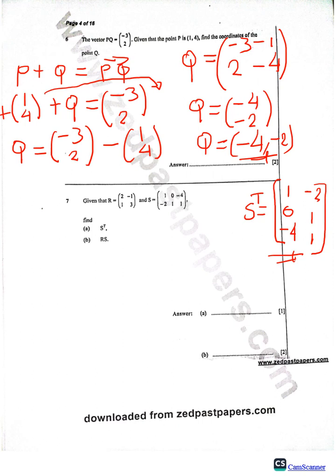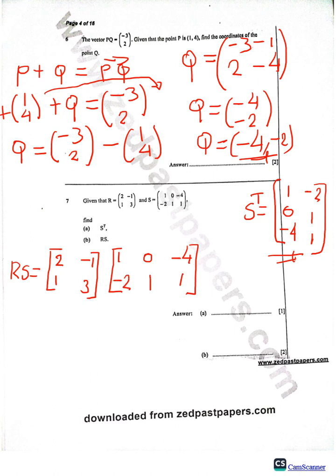Now let's look at RS. So RS here is now the product. So we want to find the product of matrix R and S. So begin by writing the elements for R. Then the original S is 1, 0, negative 4. Then here we have negative 2, 1, 1. So we are going to use row by column. So the first row multiplied by the first column.